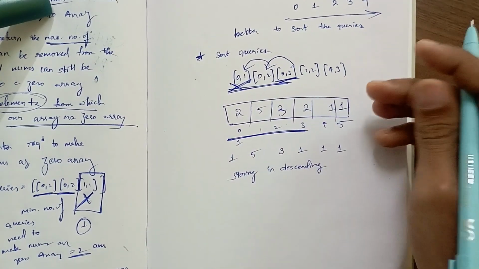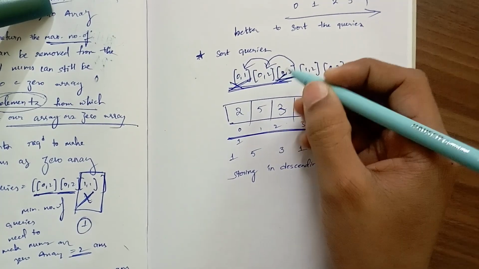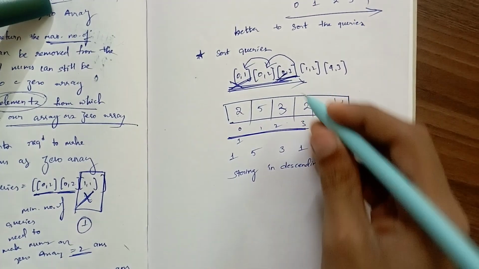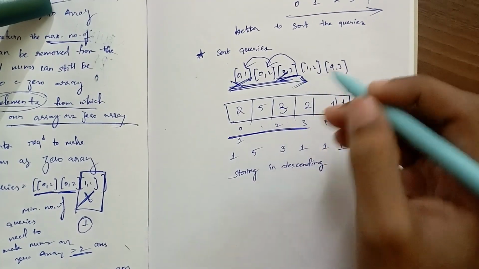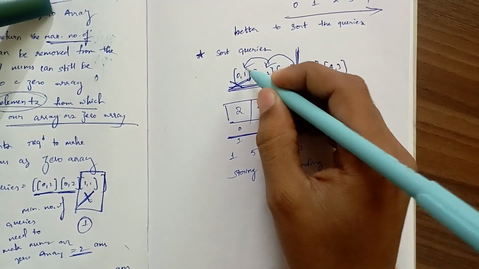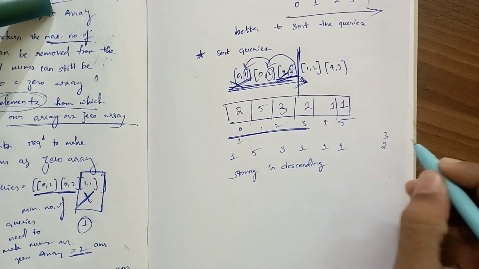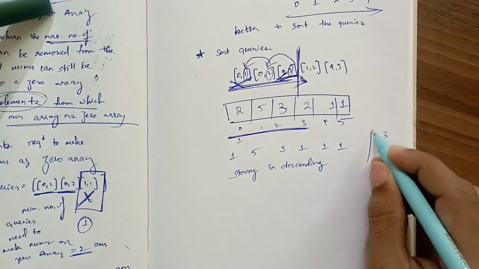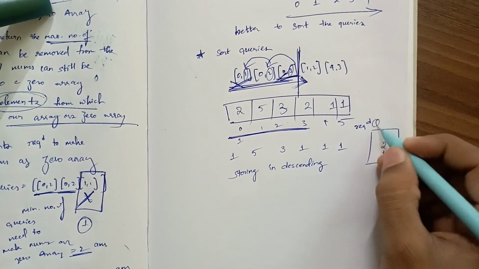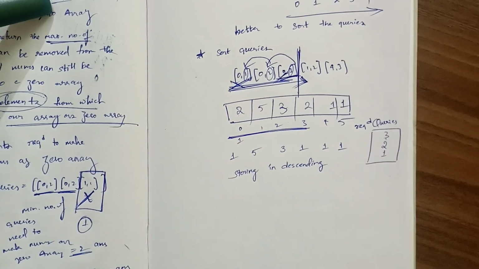What is the thing we need to store? We need not store this 0 again. Whenever we are going through the queries, which are already sorted, we need to stop here and take 1, 2, 3 into consideration. That means in descending order 3 to 1 will be stored. These are the required queries which we need, 3 to 1.